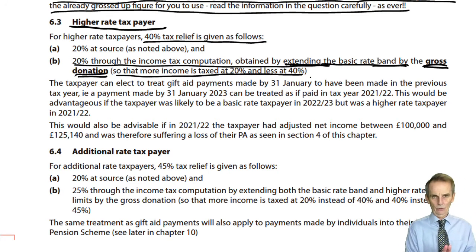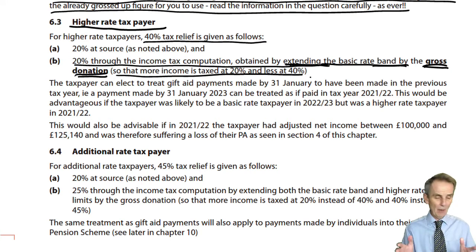So if, therefore, I've made my net £80 gift to charity, I gross it for the basic rate of tax. 80 times 100 over 80 is £100. I now have £100 extension to my basic rate band. My basic rate band limit is usually £37,700. That now is going to be increased by £100.